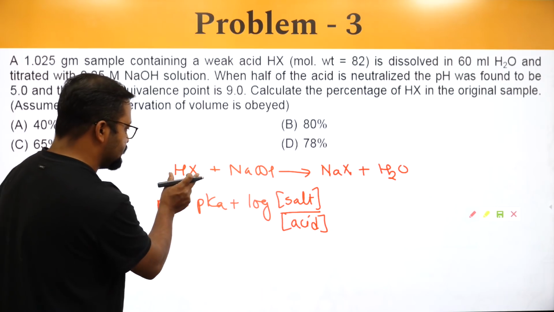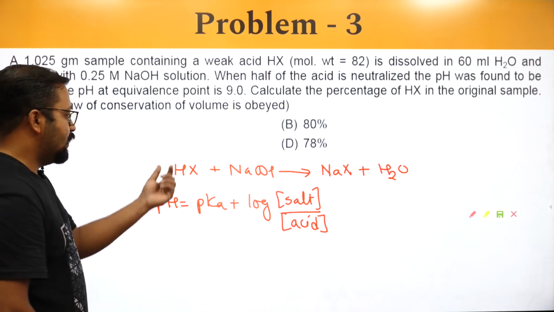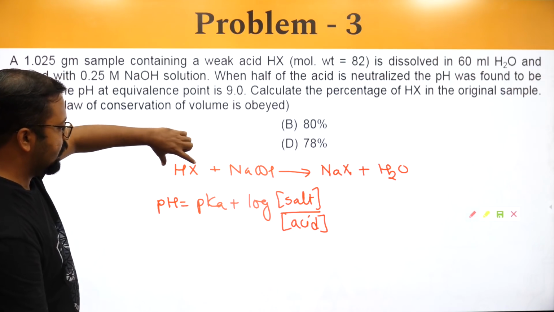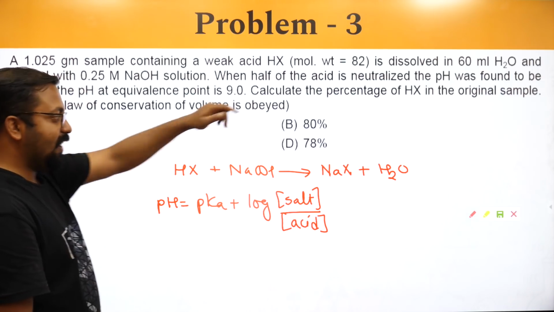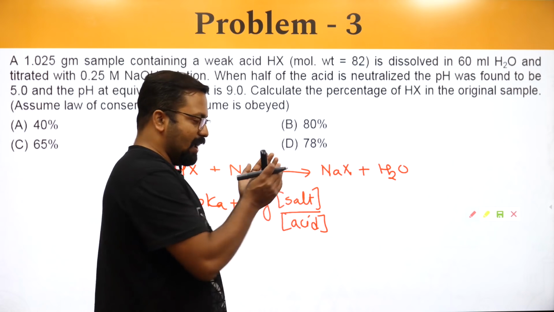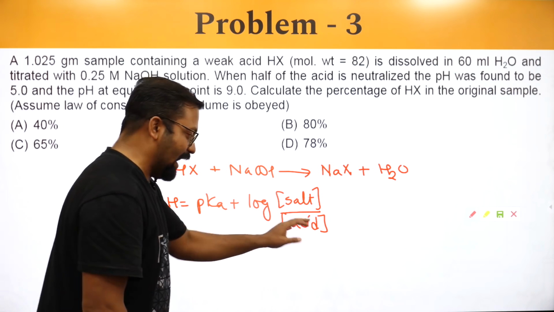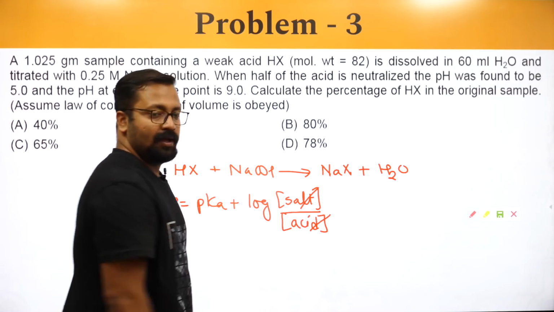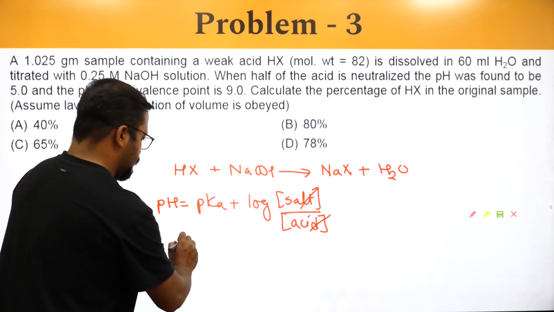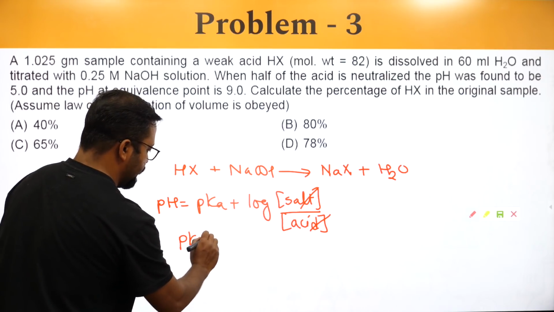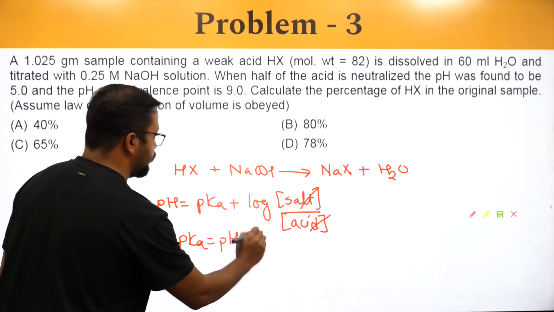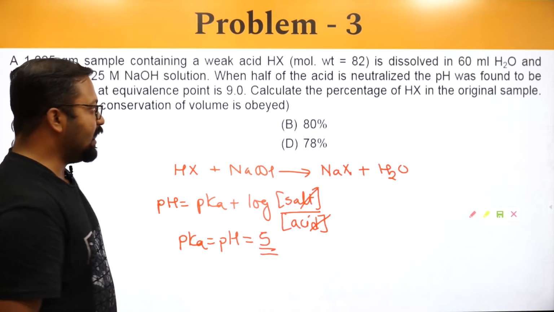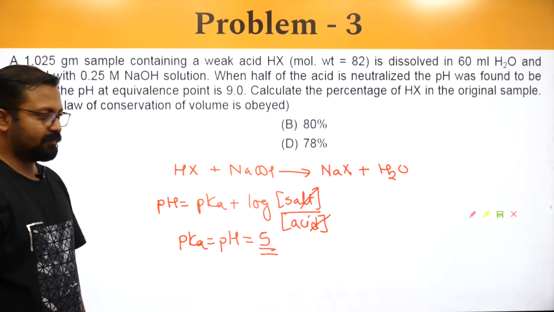What is the meaning of half equivalence? When the amount of this is neutralized to half of it. So if there are 100 millimoles or 100 moles of this, 50 are neutralized and 50 of this will be formed. So the amount of NaX and acid which will be present in the solution will be equal. So ये cancel हो जाएगा. Log 1 will become equal to 0. So pKa will be equal to pH. What is the pH over here? 5. So our pKa value for this is 5.